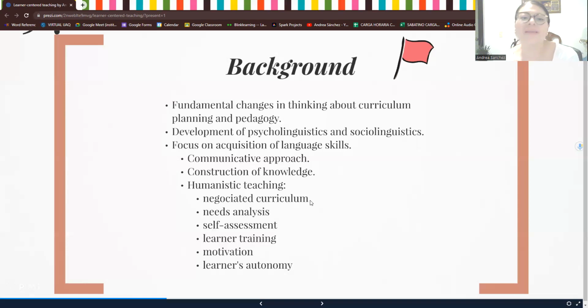So how is the negotiation done? Through dialogues, through sharing our thoughts. So that's why it's part of the humanistic approach.